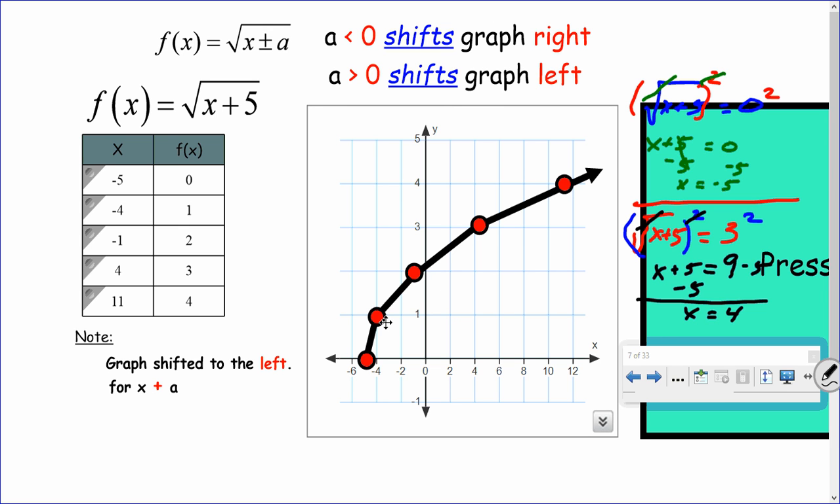So notice how this is going up, but notice where it started from. Looking at our other function, f of x equals the square root of x, it started at the origin, but now it's shifted over to the left 5 spaces, between -4 and -5. So a positive number has a shift to the left. When you add a number to the square root value, it shifts it over to the left.